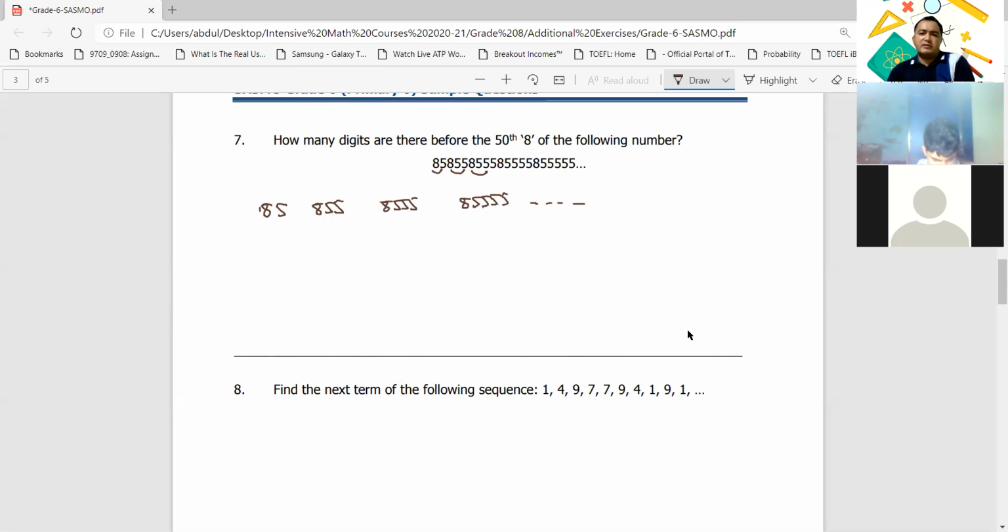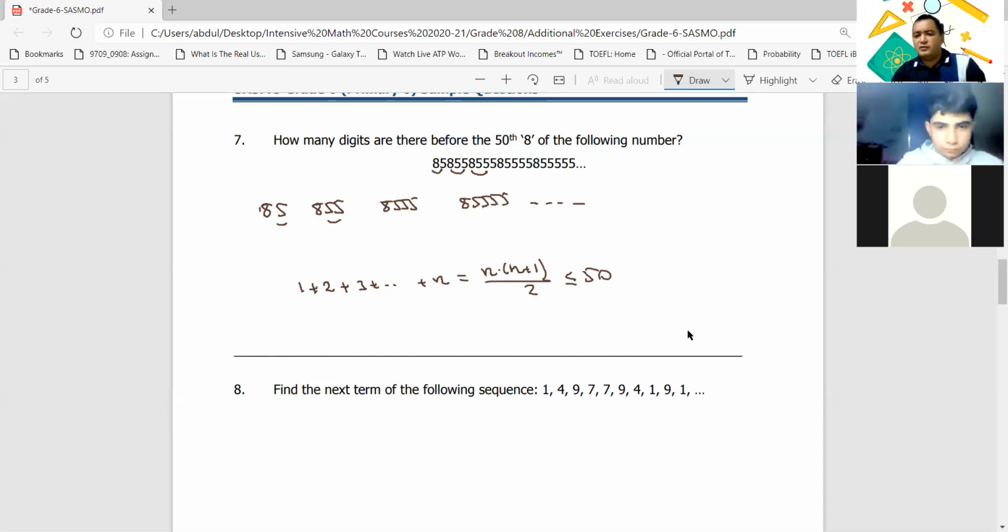How many digits are there before the 50th eight? Actually, the first one we have 1. In the second group, we have 2. Third one, we have 3, right? So here we have 1 plus 2 plus 3 plus and so on. Is it equal to 50? I don't know. If the last group is n, what is the sum of n natural numbers? That's equal to n times n plus 1 over 2. It should be less than or equal to 50. We don't know if it can be equal to 50 or not.